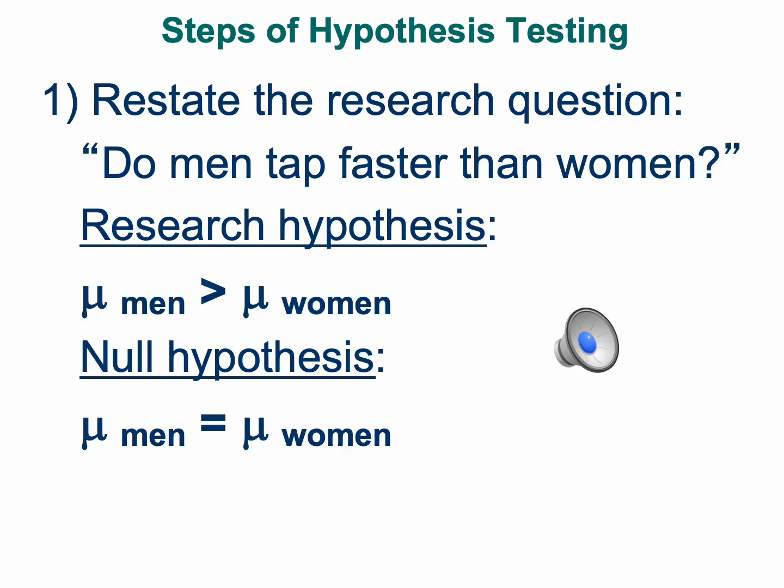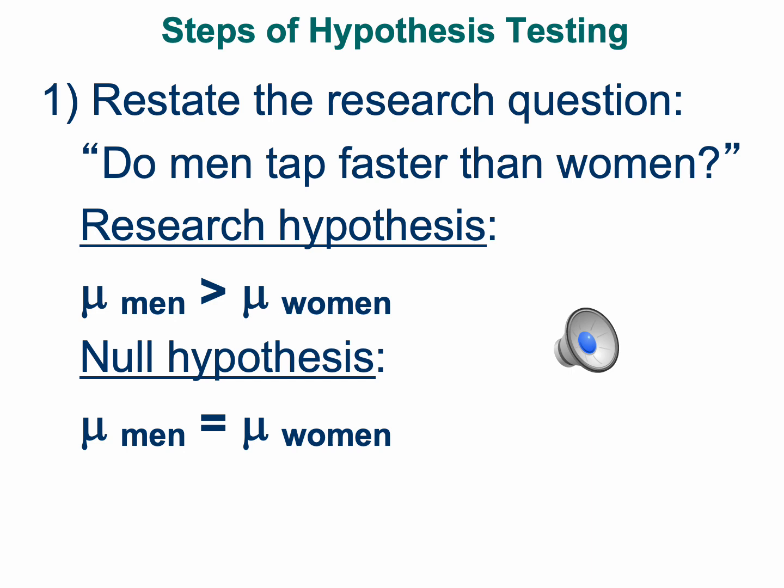Now we're going to go through the steps of hypothesis testing for independent means t-tests. This is basically the same set of hypothesis testing steps that we did before, just that now we're going to apply them to this new variation on the t-test. Okay, well, step one always involves the same issue. Restate the research question. And here we've got an example where we're going to figure out if men tap faster than women. It just is an example exercise.